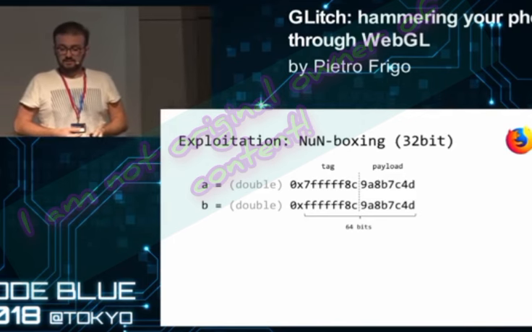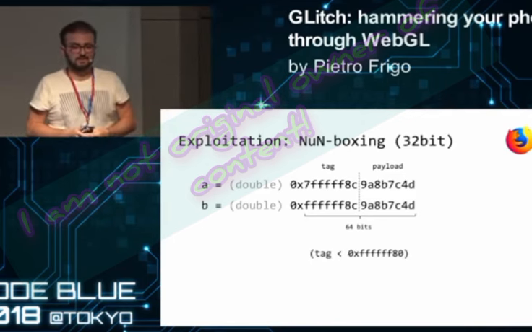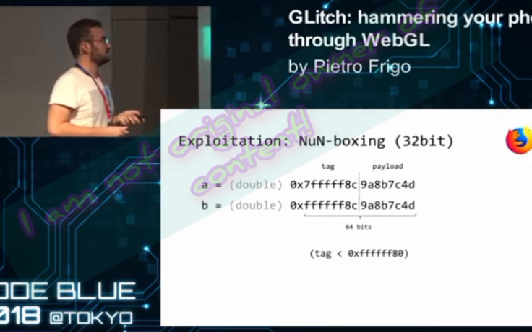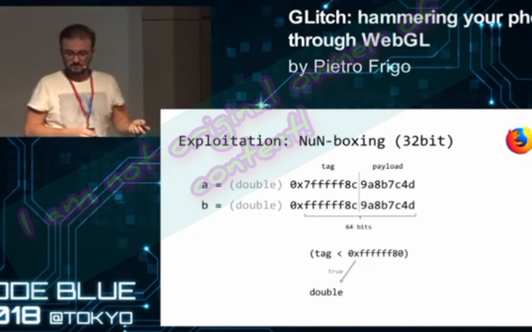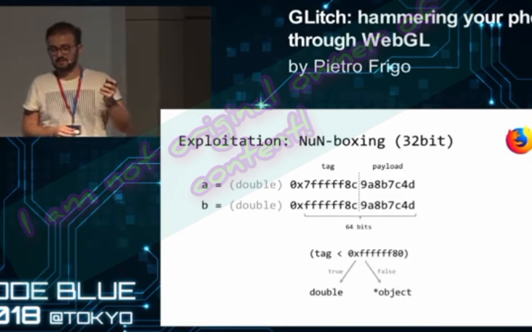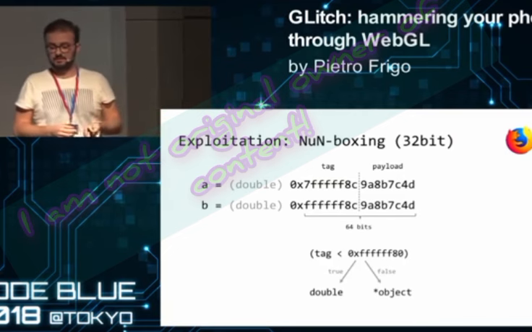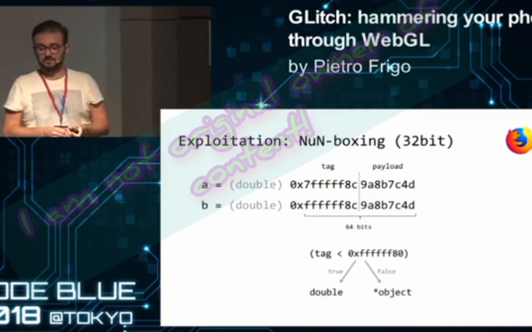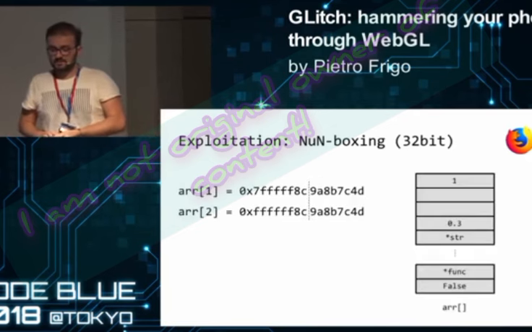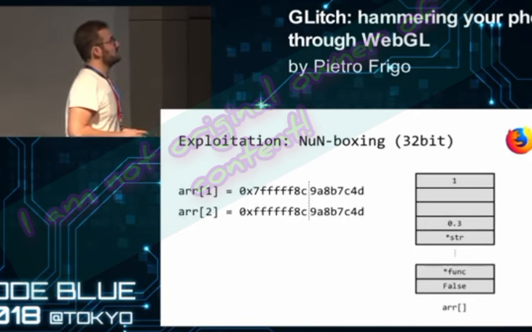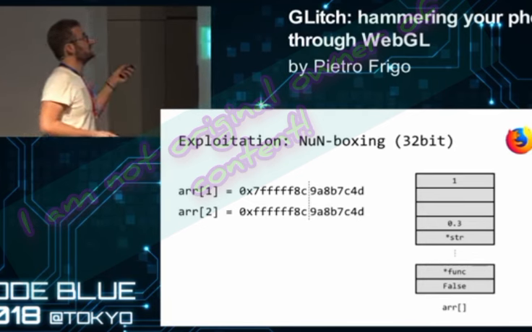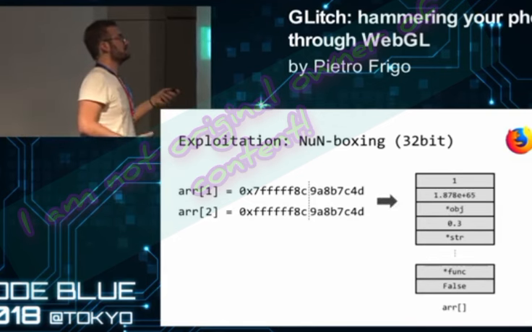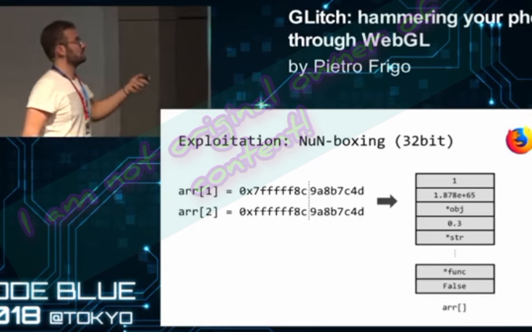And what they do is they check the tag. If the tag is less than a threshold value, the whole 64 bits are going to be considered as a double number. Whereas if the tag is bigger than the threshold, the payload is going to be considered as a pointer to an object. So what happens here is that let's say you want to write two values in the array. Of course you can't write them in JavaScript, but you would have the 64 bits inside the value, and you write the first one and the second one differently. The first one is going to be a double, and the second one a pointer to an object.